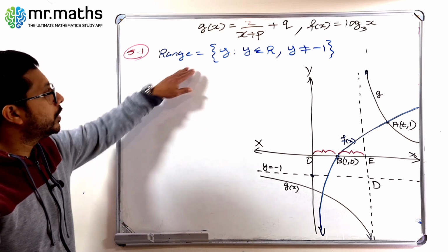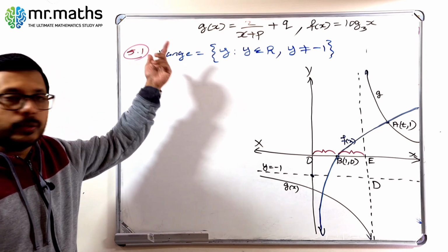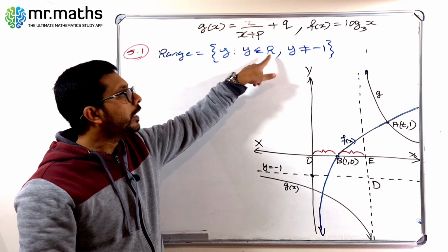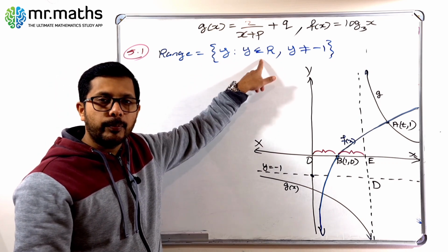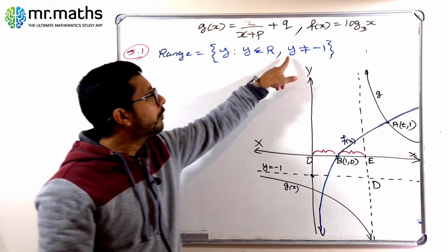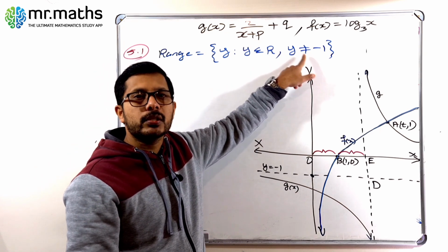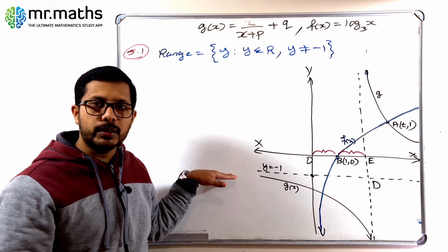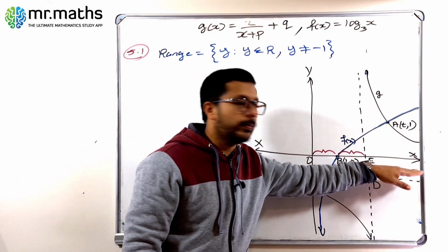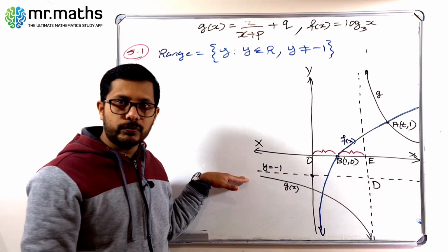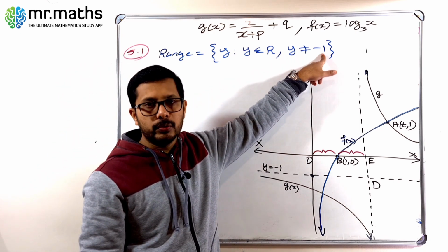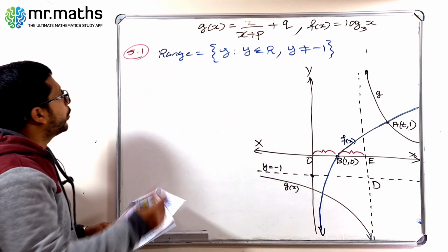Don't be afraid when you see something like this. It's a simple meaning. The value of y can be any real number, y is an element of R. And what is the condition? y is not equal to minus 1. Why can we say that y is not equal to minus 1? Because y is equal to minus 1 is the asymptote of this hyperbolic graph. So y is not equal to minus 1. That is question number 5.1.